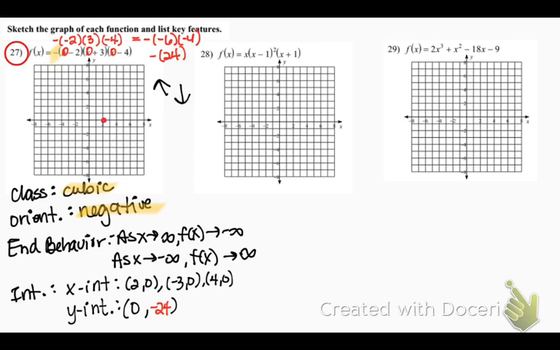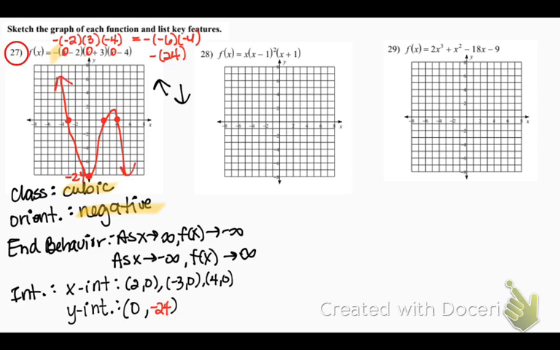I have (2, 0), (negative 3, 0), (positive 4, 0), and then (0, negative 24). I'm going to relabel this right here. I'm going to say that's at negative 24. Okay, so going to graph through, whoops, that is an ugly line. We're going to graph this. And that is our negative cubic.